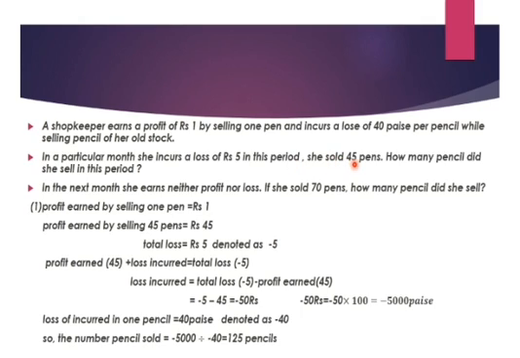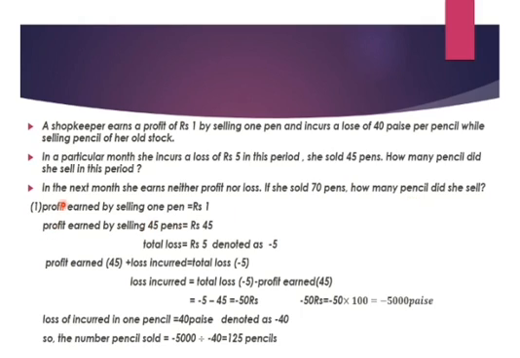In that month, she sold 45 pens. How many pencils did she sell in this period? The total loss is 5. And the next one is, in the next month, she earns neither profit nor loss. If she sold 70 pens that month, how many pencils did she sell?